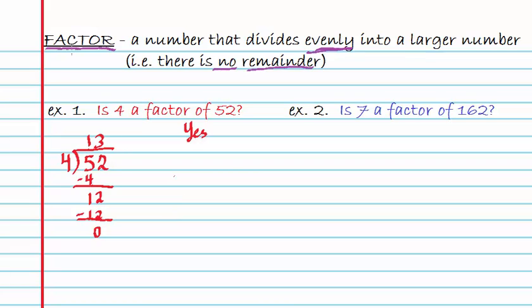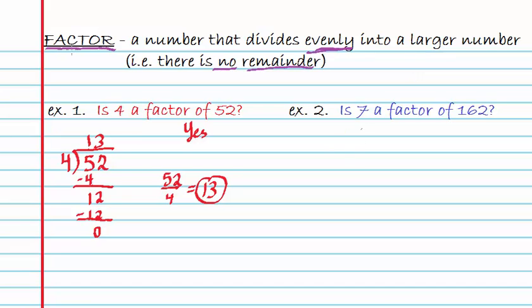Another way of thinking about this is if I had the fraction 52 over 4, we would say that 52 over 4 is an even 13. 52 divided by 4 is 13. So 4 and 13 would be factors of 52.